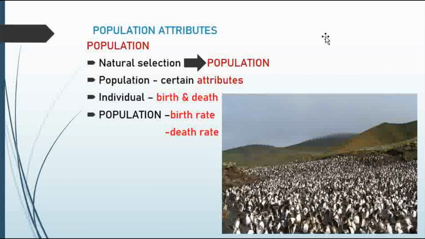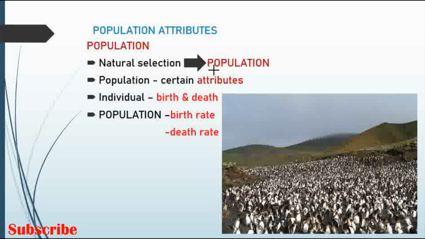Next, moving on to the next slide. Coming to the population, natural selection, hope you know what natural selection is, acts at the level of population. If an environmental change happens, only a particular trait or character in a living organism gets selected. That is what we call natural selection.